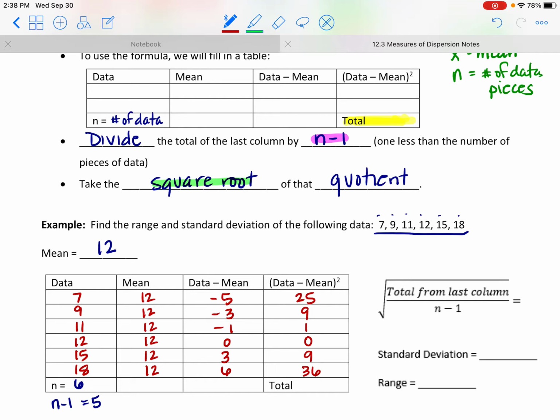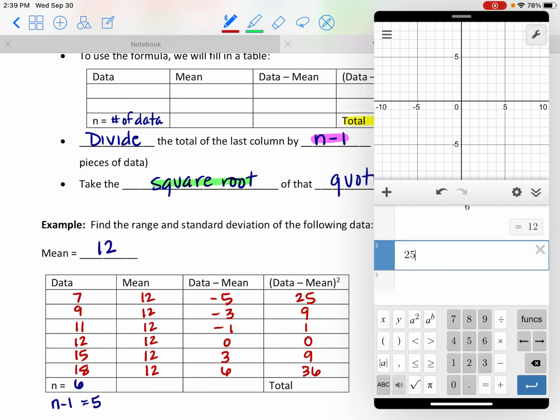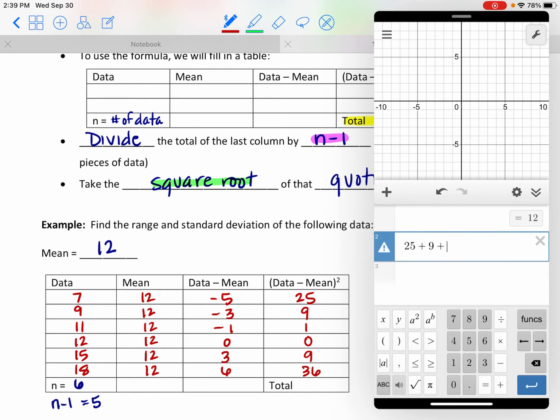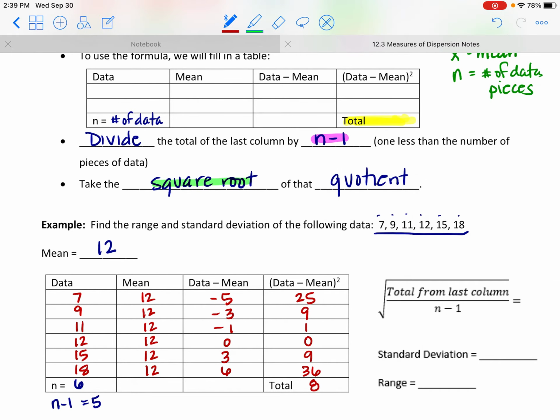So now what I need in my fraction is the total from this last column. 25 plus the 9 plus the 1 plus the 0, we don't need to put in there, and then 36 is a total of 80. Okay, so 80, let me just correspond the colors here. That's the total from the last column, 80. That's going to be what we put here. And then n minus 1, that's 5. That 5, that's what we put here.